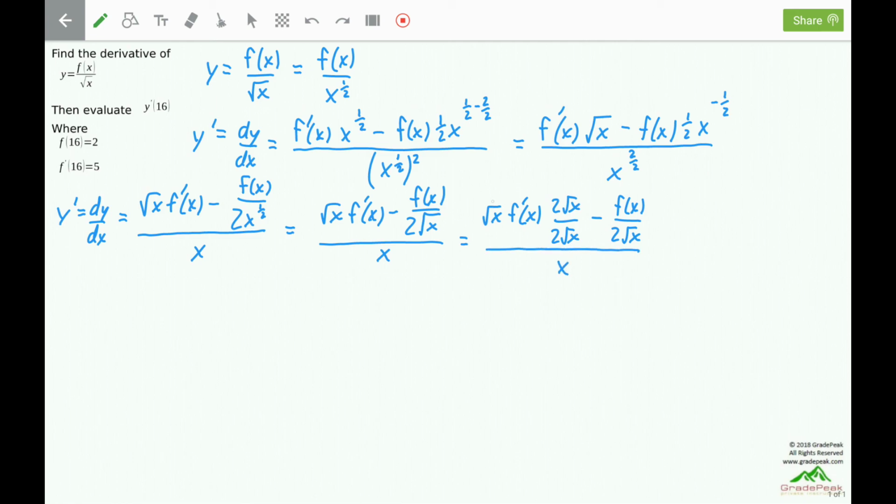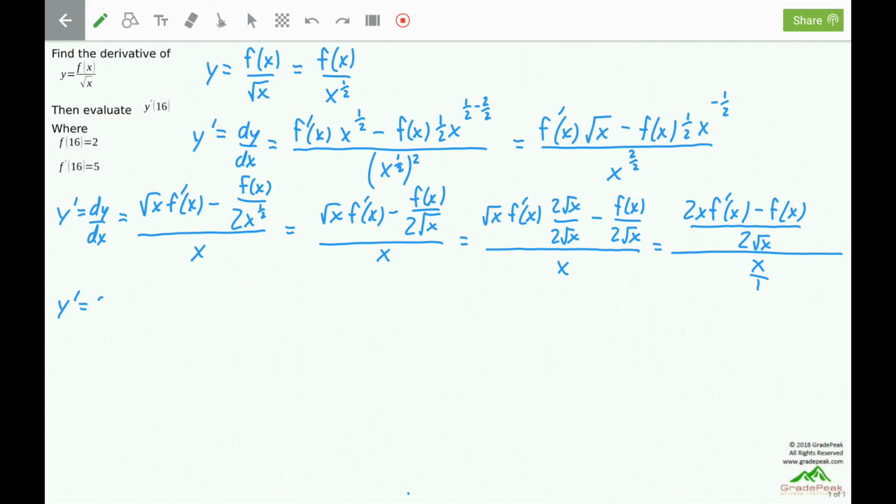And when I multiply this times this, we will have a 2, and then a root x times a root x is an x. So we will have a 2x multiplying the f prime of x in the numerator of that one. We have a minus f of x in the numerator of the other one, and they're over a common denominator of 2 square root of x. Now this entire thing is over x to the first power, but since I now have a fraction in the numerator, I'm going to want a fraction in the denominator so I can reciprocate and multiply. Let's put that over a 1 so we can reciprocate it.